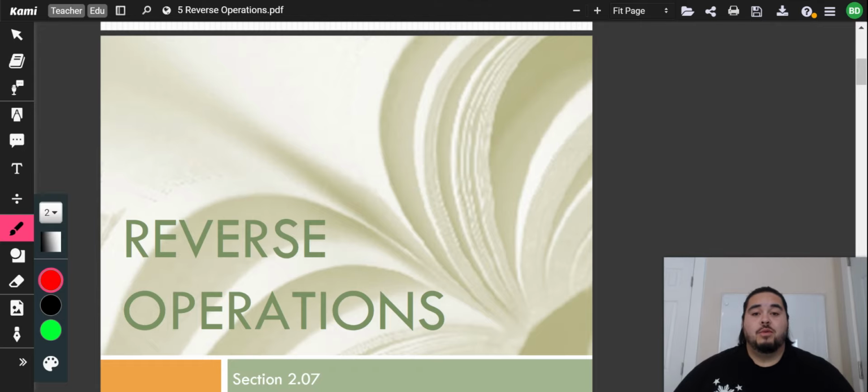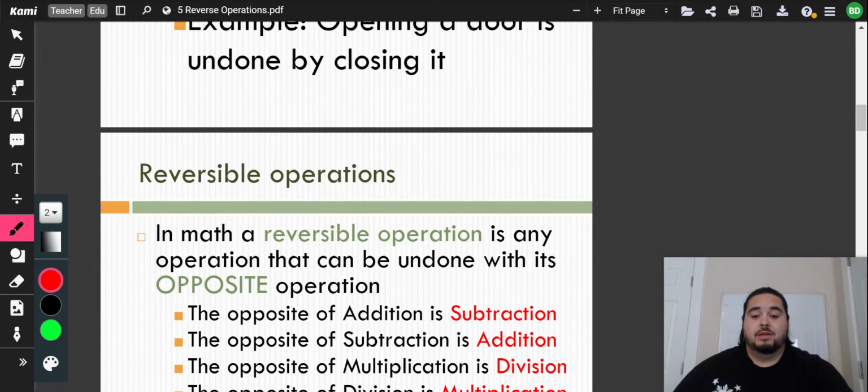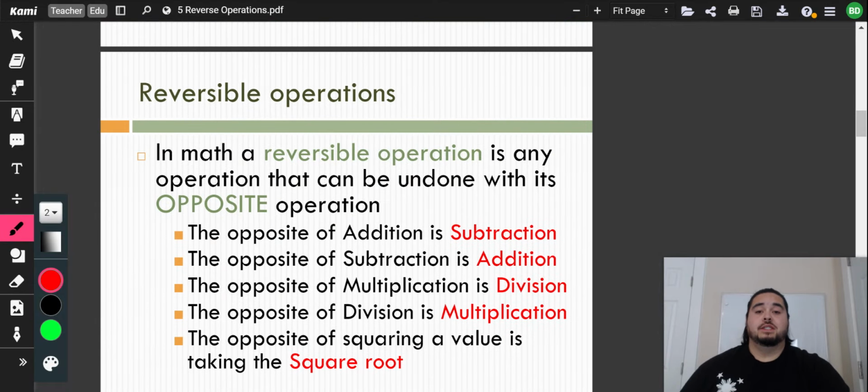Hey kiddos, today we're going to be talking about reverse operations. So what we're going to be doing today is solving for x by looking at what's been done to x and then doing the opposite of that, working backwards to get back to x by itself. So let's look at some examples of opposite operations.